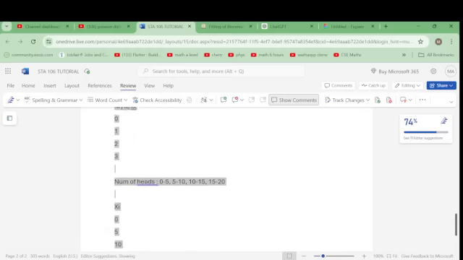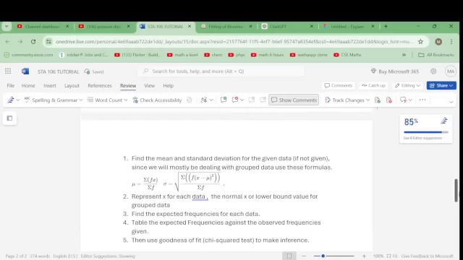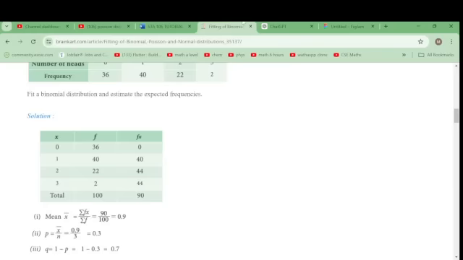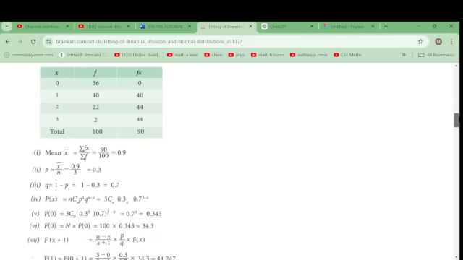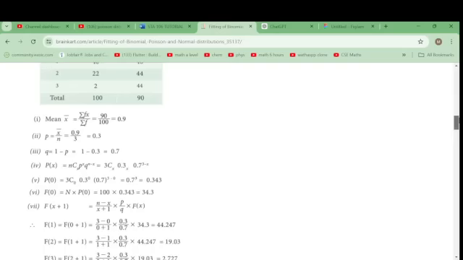After doing the x for your table, let's move forward. Then you find the mean and standard deviation for the given data if not given. In the question, the lecturer can decide to give you the mean and the standard deviation. They use x bar here as the mean. You can use x bar or mean. I use mean because we are already familiar with mean, and we are dealing with the population here, so I think it is the same thing.